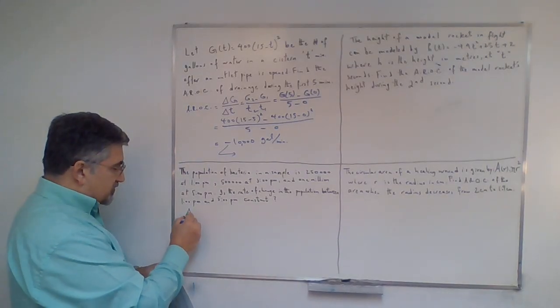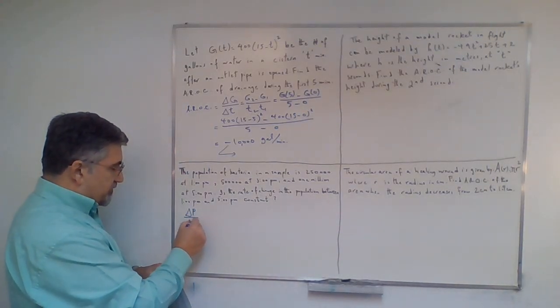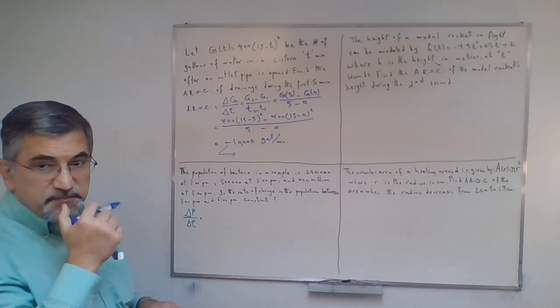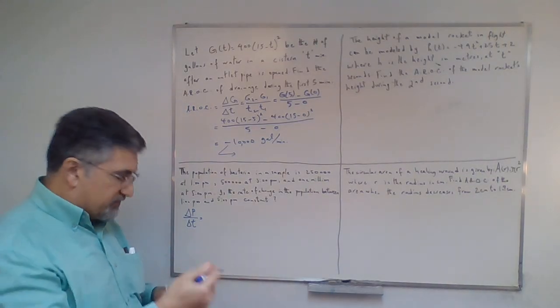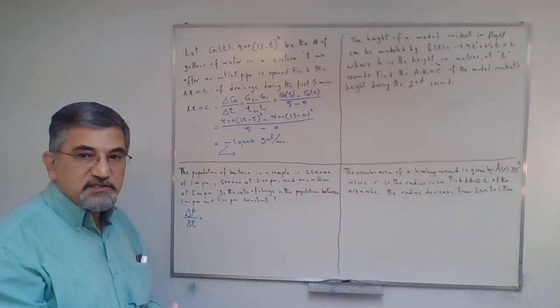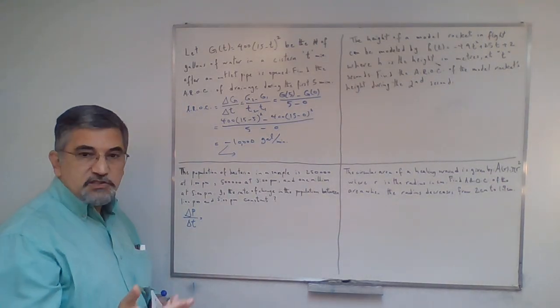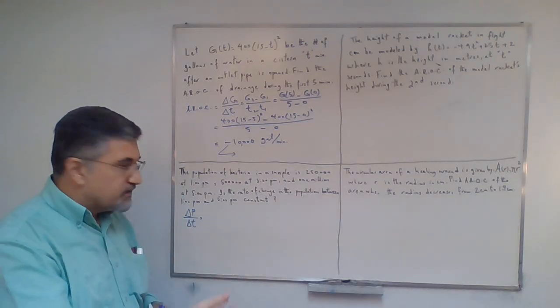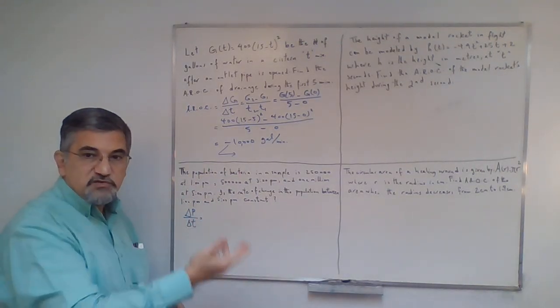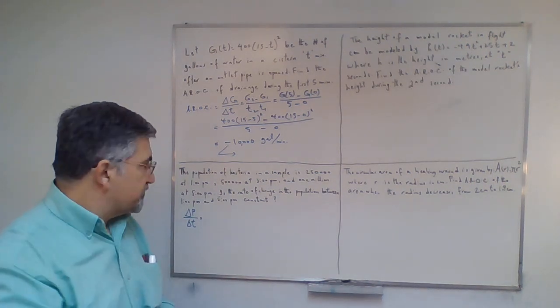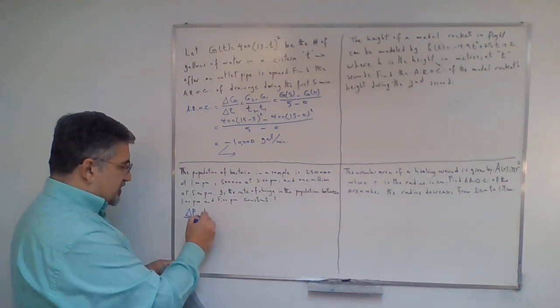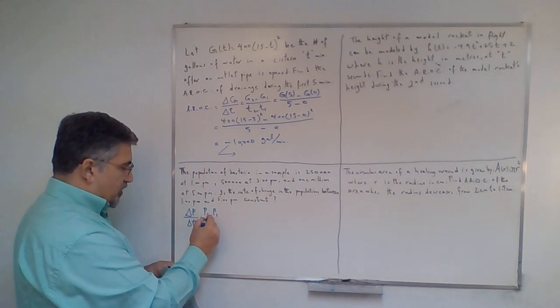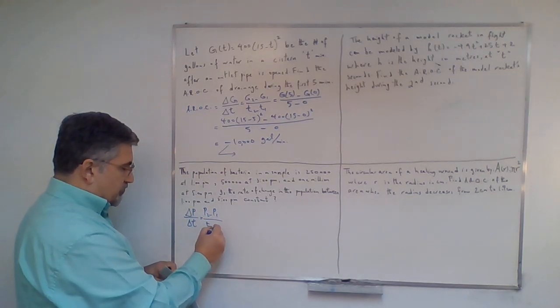So I'm going to say delta P over delta T. I use letter P standing for population. I could have used delta Y or delta X, the traditional letters. Not that it's wrong, but P for population, T for time makes more sense. That's why we write delta P over delta T, but it's the same concept. And I can say this is P sub 2 minus P sub 1 over T sub 2 minus T sub 1.